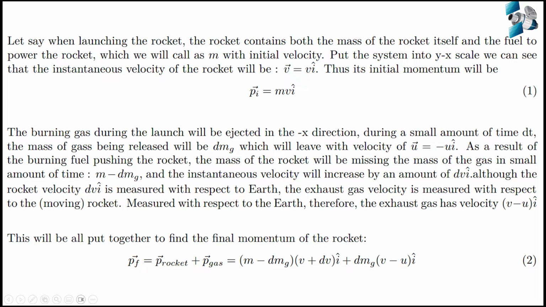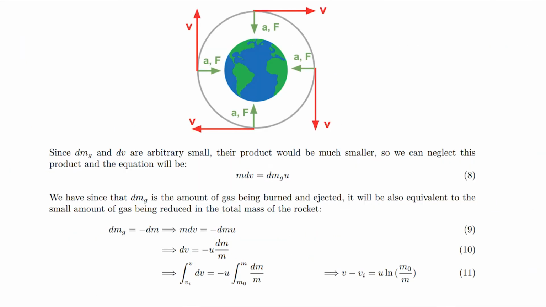This will all be put together to find the final momentum of the rocket. Using the conservation of momentum, the initial momentum will be equal to the final momentum of the rocket, thus we can calculate. Since dm_g times dv is arbitrarily small, we can neglect that value, and since dm_g is the amount of gas being burned and ejected, it is also equivalent to the small amount of mass being reduced from the total mass of the rocket. We have the final equation: final velocity minus initial velocity equals u times the natural log of the initial mass over the final mass.